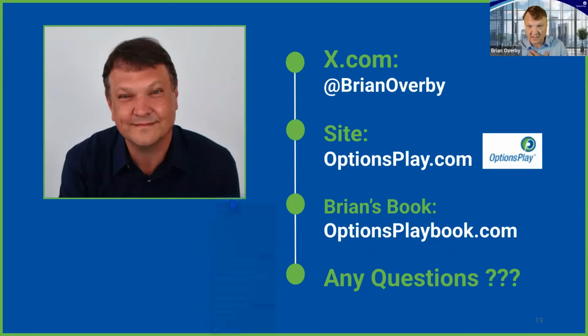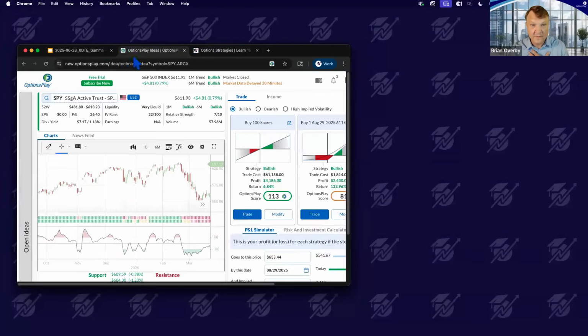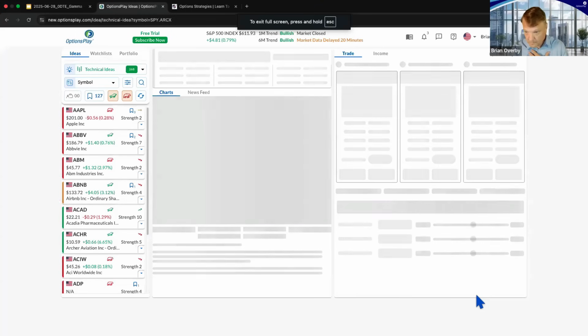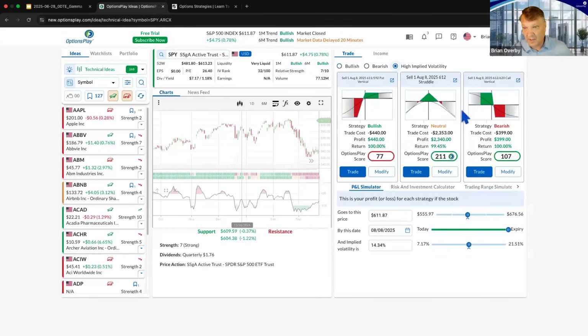Okay, so let's exit this and go to here. In particular, we're going to look at an SPY trade. The market is up a little bit today, not bad, 0.75% is where we closed. The SPY is at 611. I always like to click on high implied volatility because that gives you the vertical call spread and the vertical put spread, the two trades we just outlined in the slides.